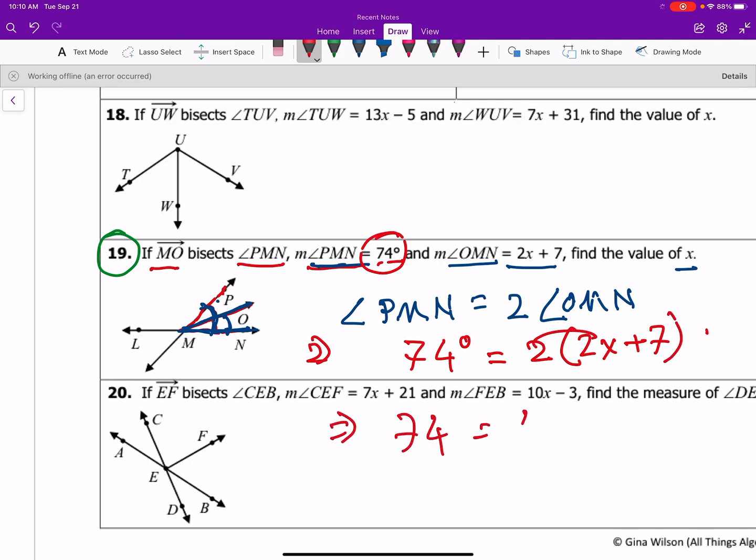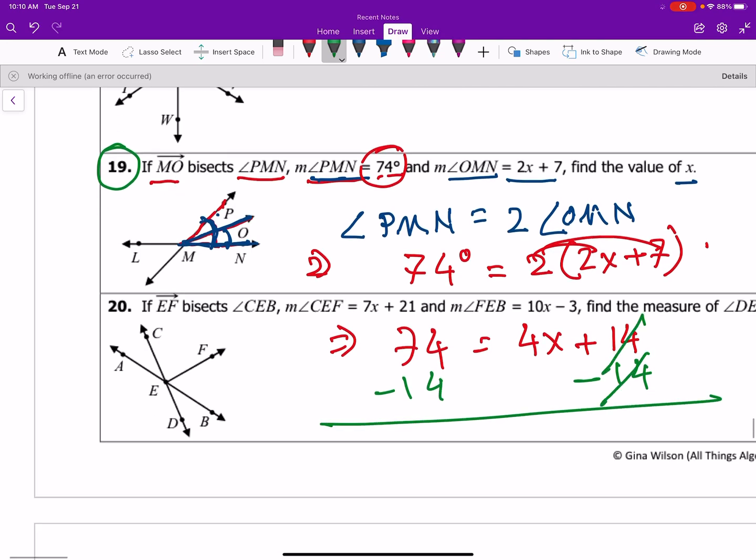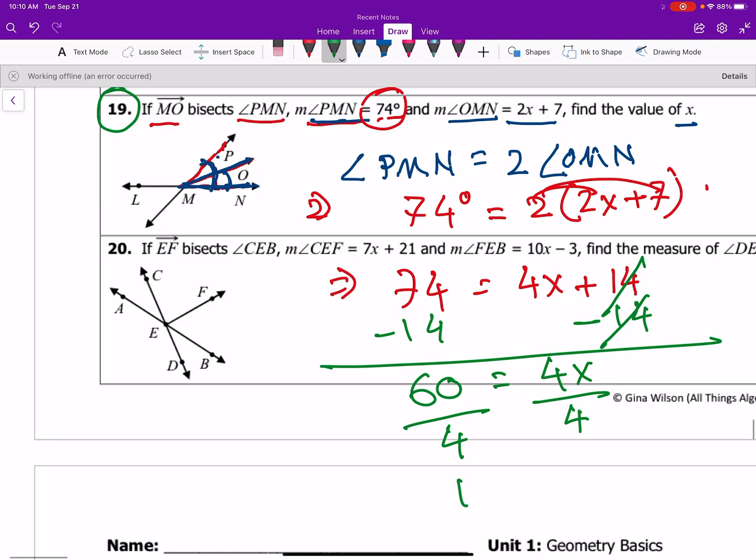So you distribute it, you get a 4x. You distribute this 2, so you get a 14. Now I want to cancel this 14 from here because I need to get x. So subtract 14. So what do you get? This cancels out. So you get 60 is your 4x. Now we divide by 4, so you get 15 equals x.